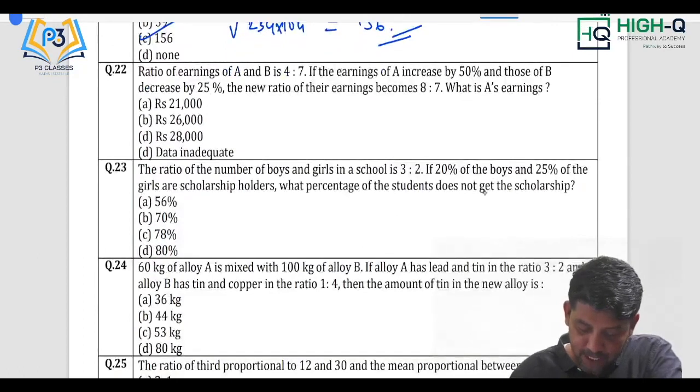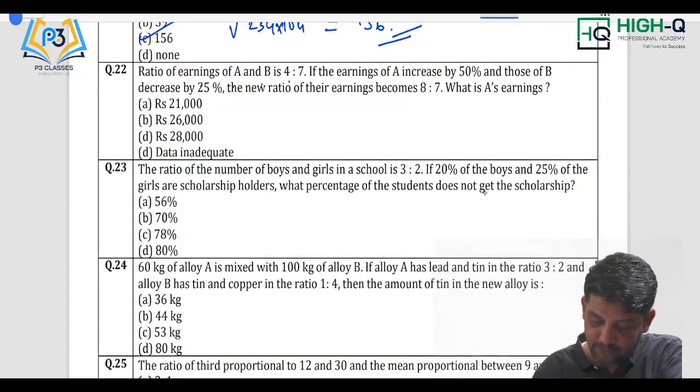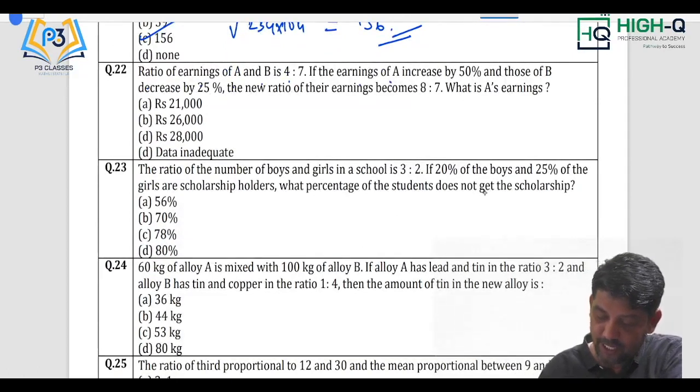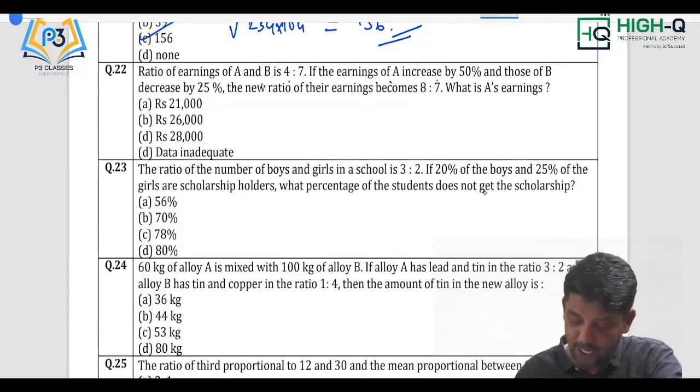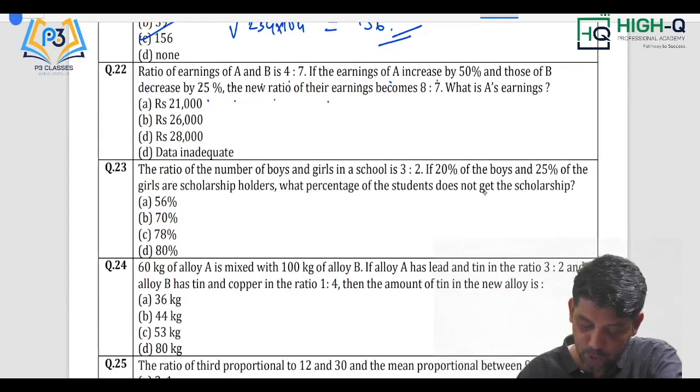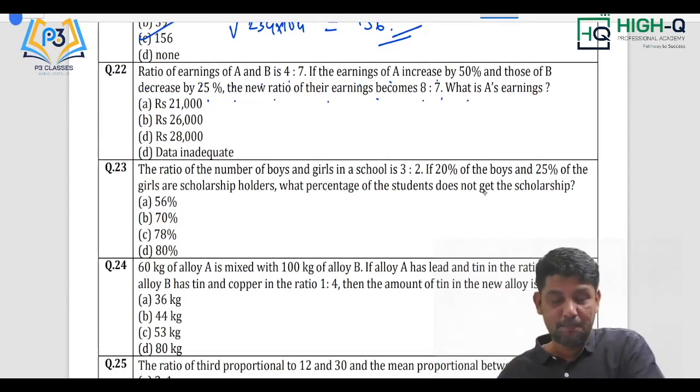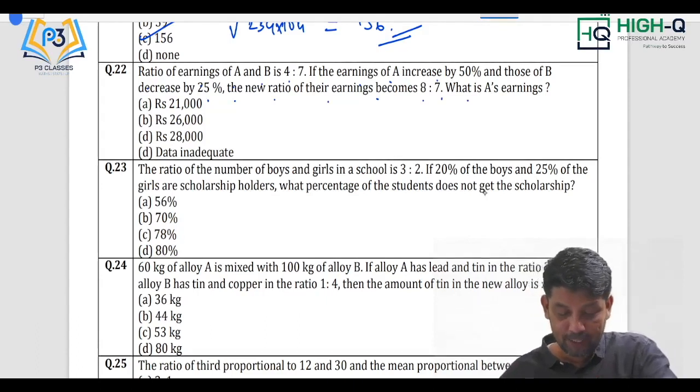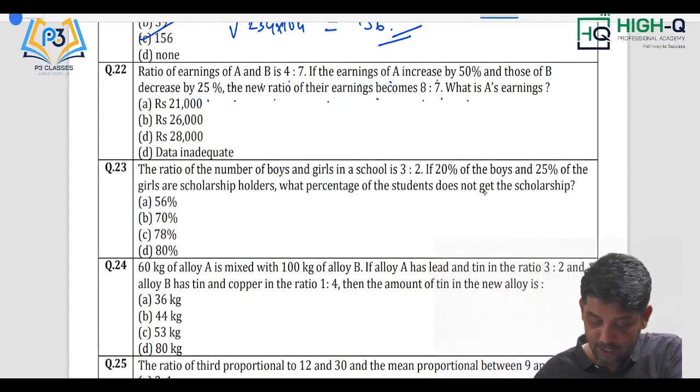Next, the ratio of earnings of A and B is 4 is to 7. If the earning of A increases by 50% and that of B decreases by 25%, the new ratio of their earnings becomes 8 is to 7. What is A's earning? Please, my dear, use the trial and error method. That is the best method.